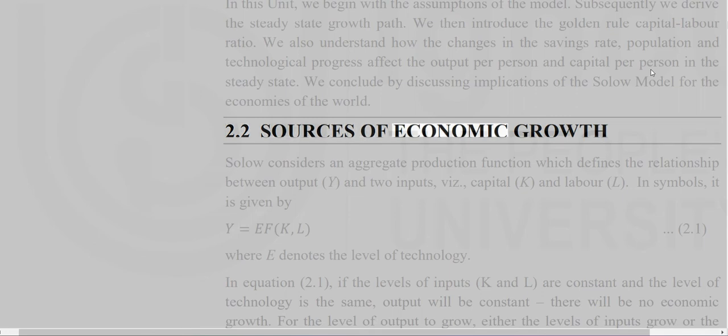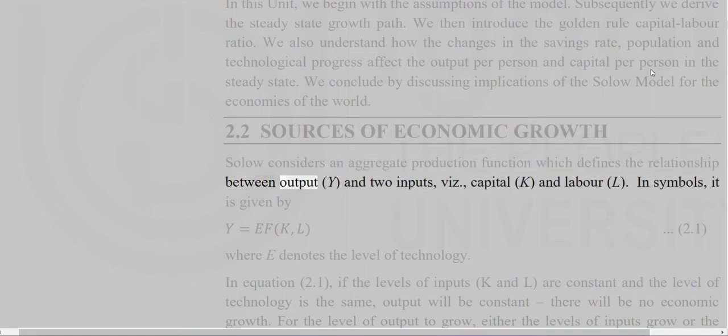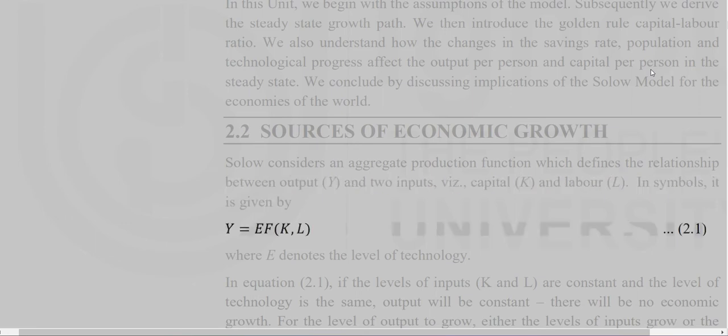2.2 Sources of Economic Growth. Solow considers an aggregate production function which defines the relationship between output, Y, and two inputs, viz., capital, K, and labor, L. In symbols, it is given by Y = E F(K, L), equation 2.1, where E denotes the level of technology.